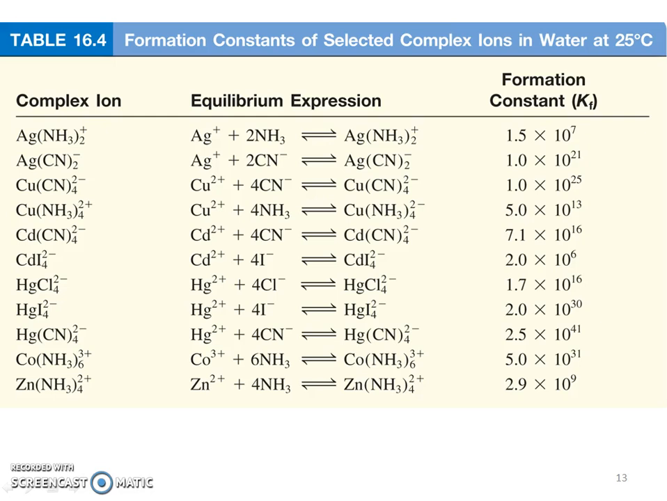So here's a whole list. Just look over this and make sure you understand what those complex ions would look like. Here are our equilibrium expressions, and here are our K constants. And look how huge they are. They are enormous. So they basically go to completion more than even being in equilibrium. But I just want you to get that visual of what these look like.